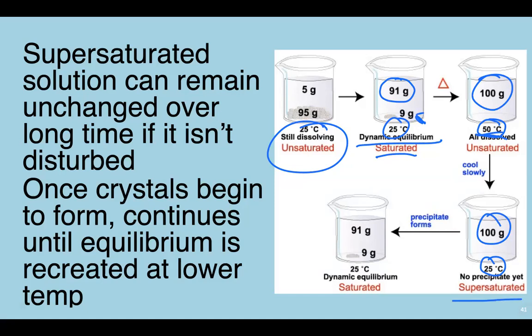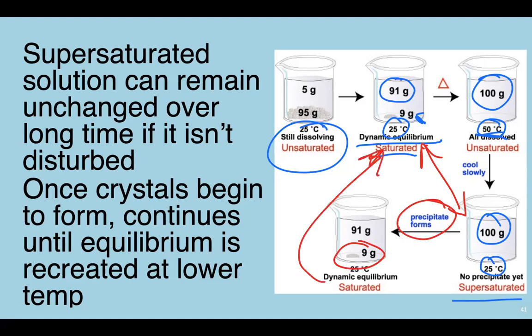But when we cool it back down to 25 degrees, all 100 grams is still dissolved. This is a supersaturated solution because it's the same conditions as up here, only now all 100 grams is still dissolved. But if a precipitate starts to form, it's going to continue until you reach the dynamic equilibrium that you had originally, so that 9 grams will come back out.